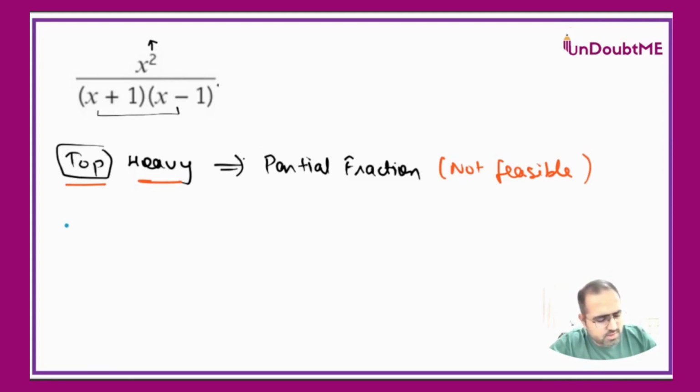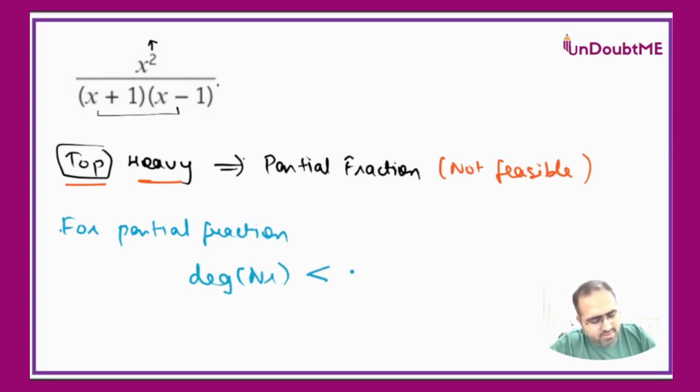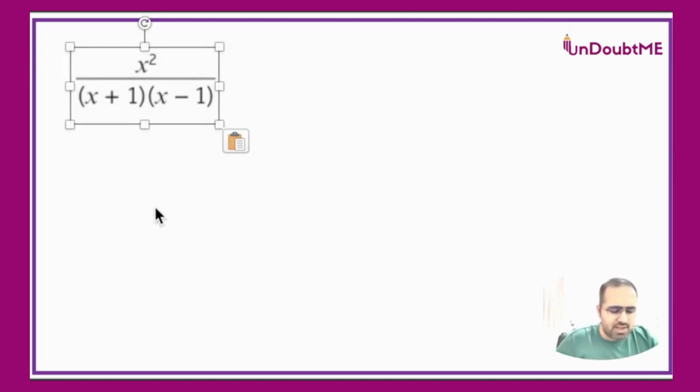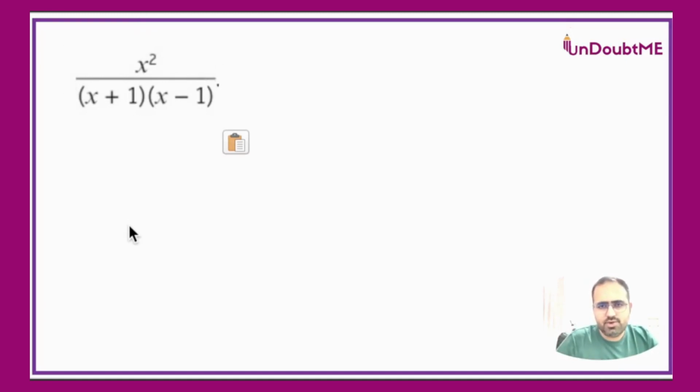So for partial fractions, the degree of the numerator should be less than the degree of the denominator. It should not even be equal. If equal, we will also call it improper. So let us see how we change that for this question. If these meanings are clear, then you'll be clear about what we are actually trying to achieve.